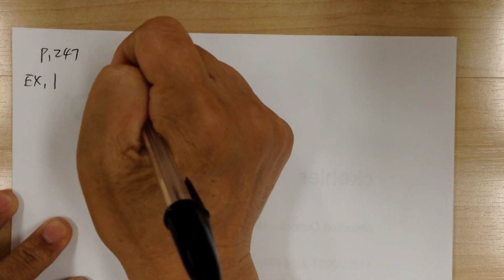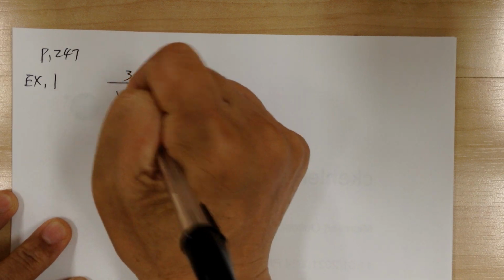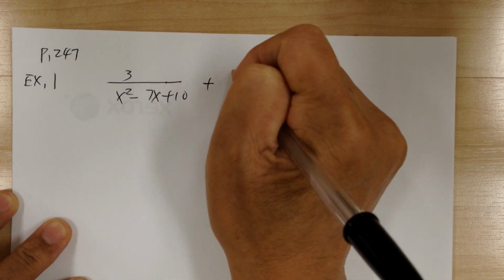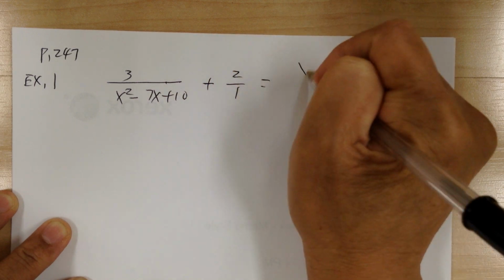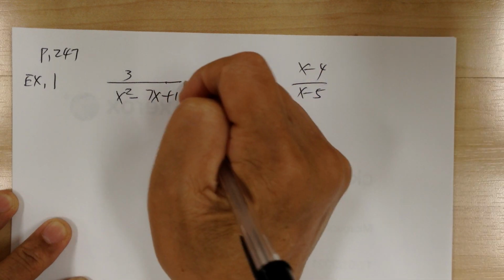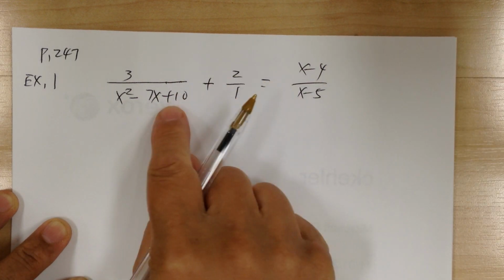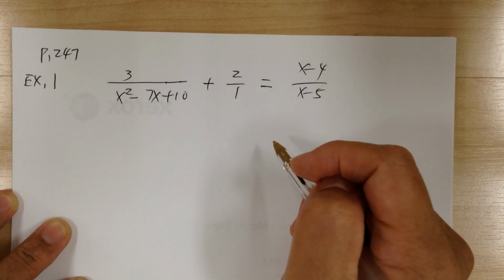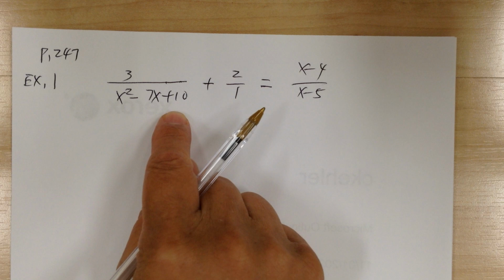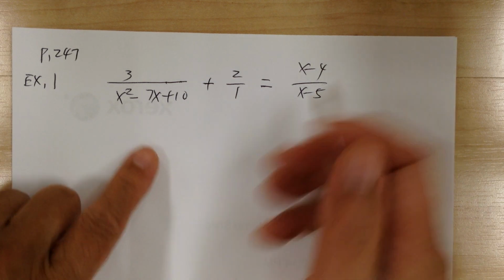Example 1 says solve 3 over x squared minus 7x plus 10, plus 2 over 1, equal to x minus 4 over x minus 5. So this is an example of a fractional equation. It's an equation with fractions. First, we need to factor this. So you go off to the side.